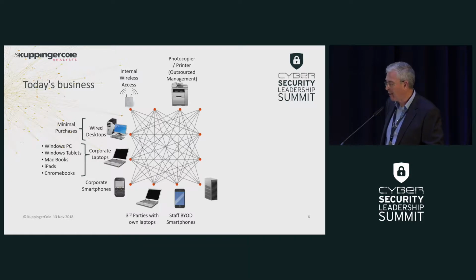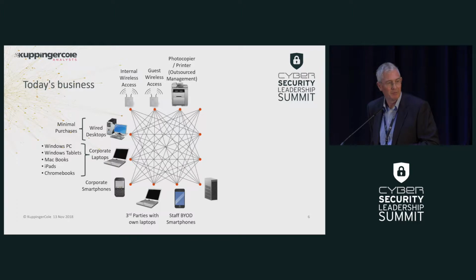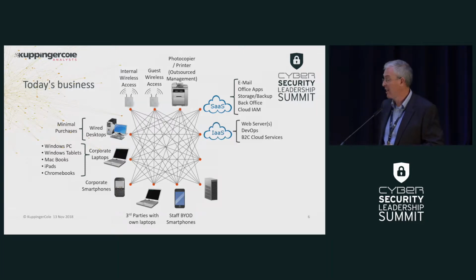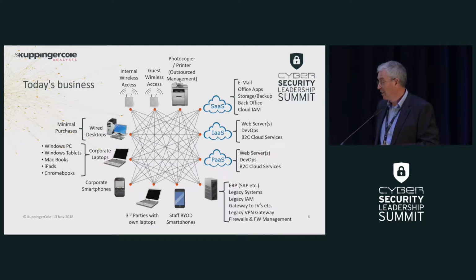Third parties with their own laptops, and because of these two, what have we done? We've added guest wireless networking. And what else have we done? SaaS, email, Office apps, storage backend, etc., etc. And we're playing with IaaS, and we're playing with PaaS. And we've still got some legacy systems inside that good old DMZ.